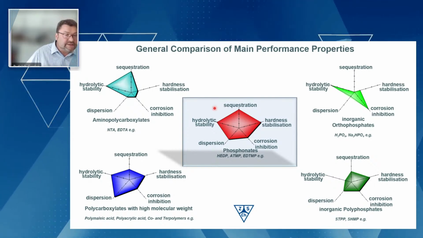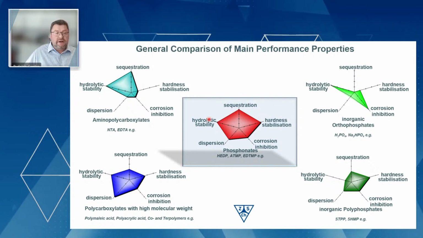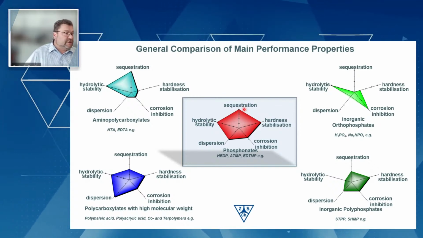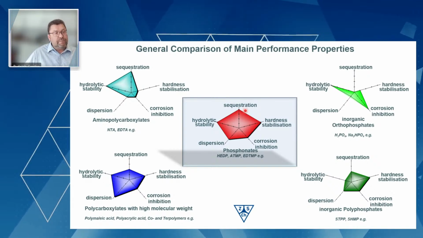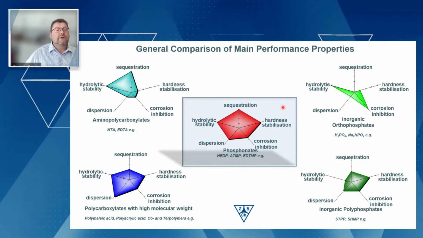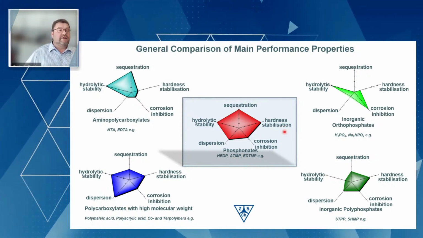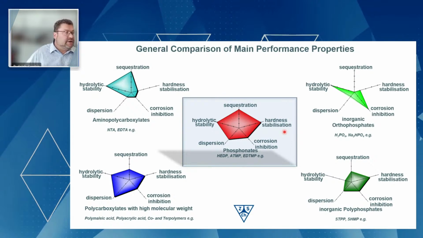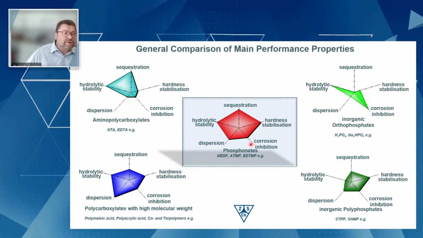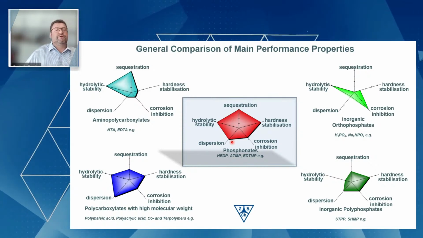In contrast to this, phosphonates show a little bit of everything, I would say. Phosphonates are strong sequestrants, so the chelation power is absolutely in the range of NTA or EDTA. Phosphonates are the leaders of hardness stabilization. This is a key property. We have some passivation properties and also some dispersion properties.